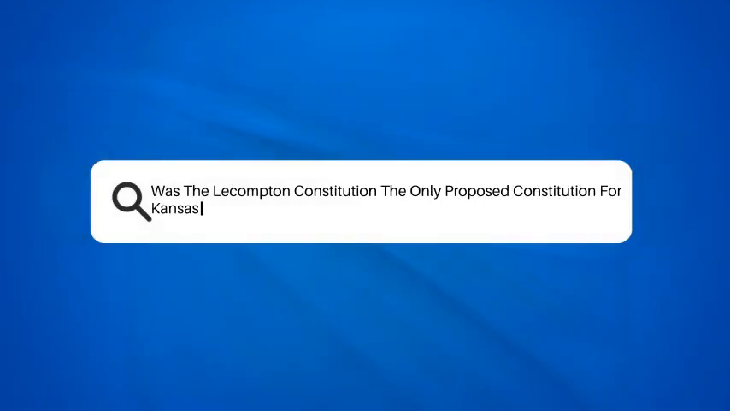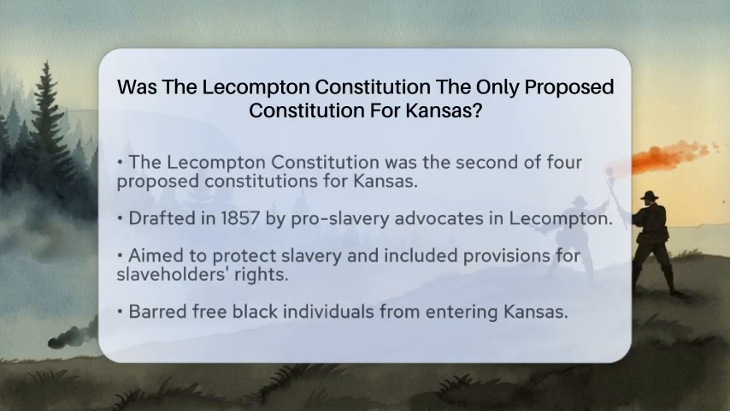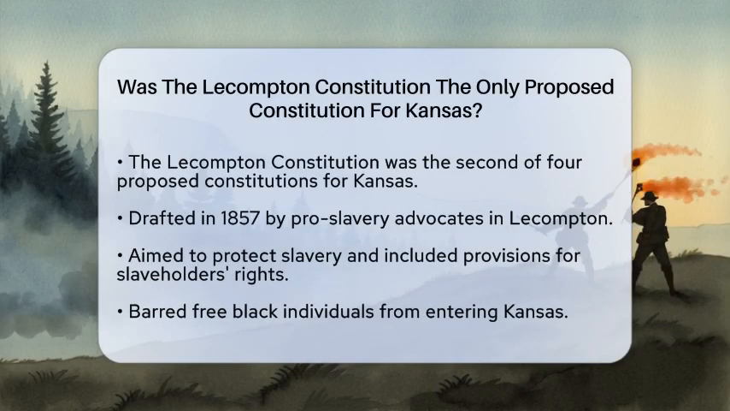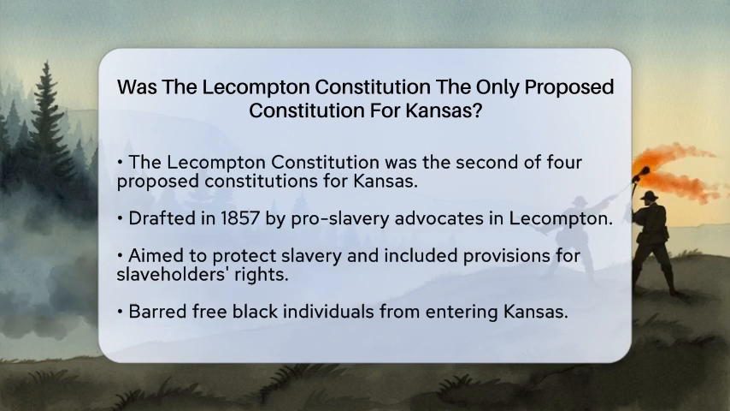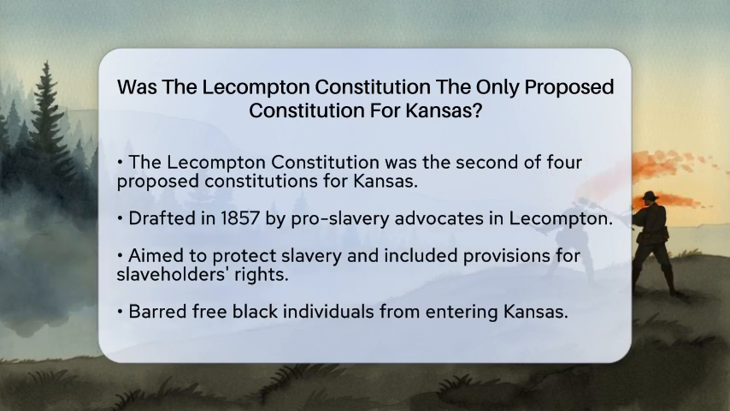Was the Lecompton Constitution the only proposed constitution for Kansas? Have you ever wondered about the different paths Kansas could have taken in its early history? The Lecompton Constitution is often highlighted, but it was not the only proposed constitution for the state. In fact, it was the second of four constitutions put forward during the period leading up to Kansas's statehood.